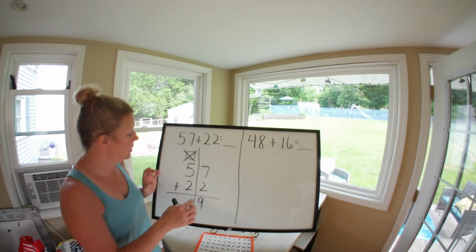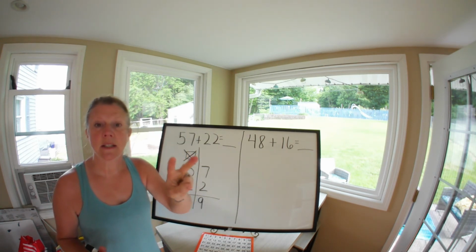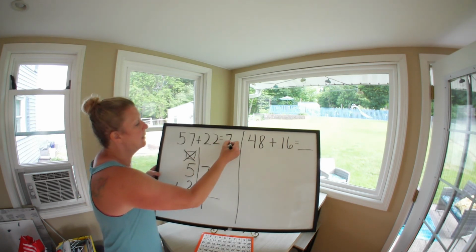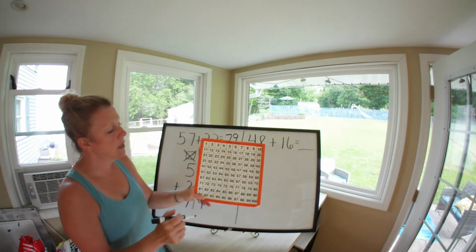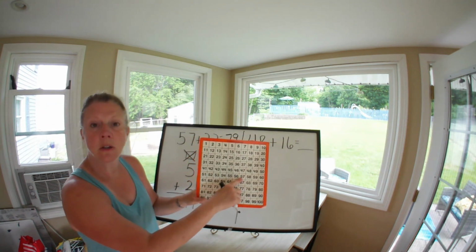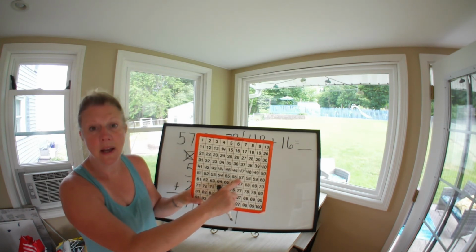So now all you need to do is add 5 plus 2 more. So 5, 6, 7. And that gives you 7. So my answer is 79. Now what we're going to do is use our hundreds chart. So we're going to start at 57. And we're going to go ahead and add 22. But my question to you is, how do we do that?